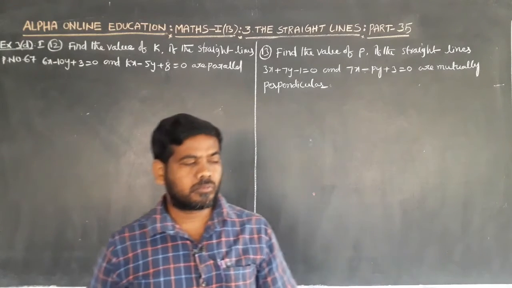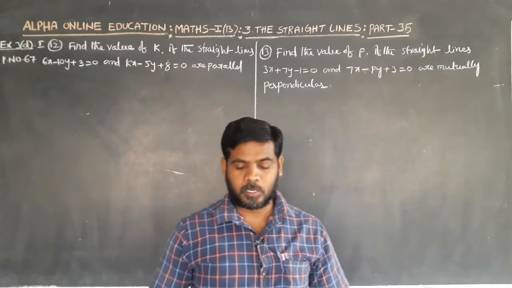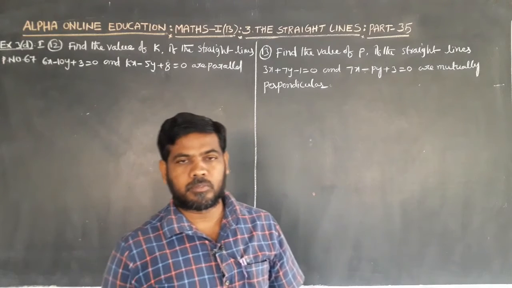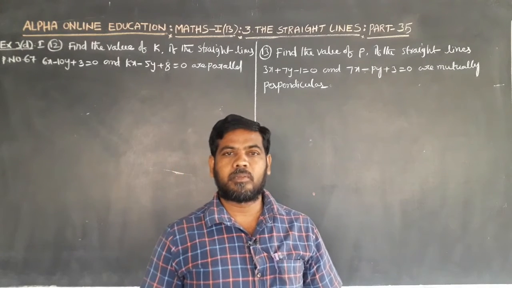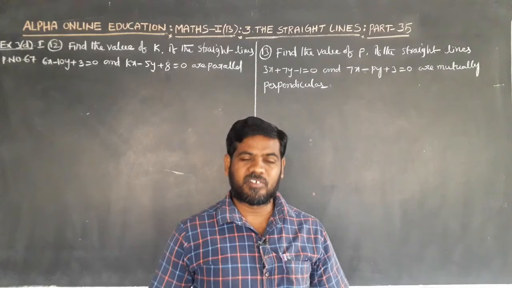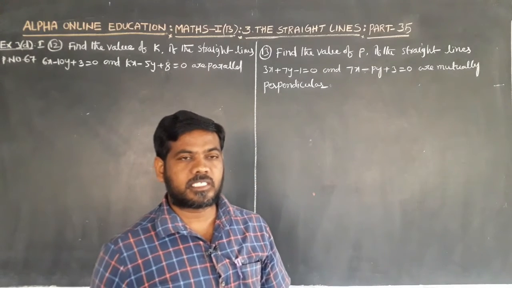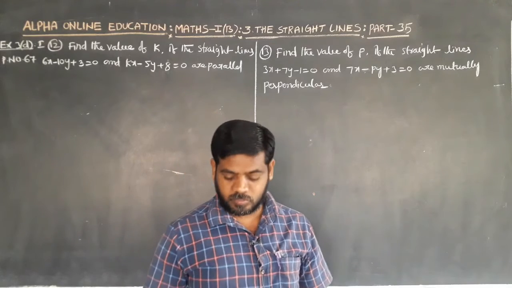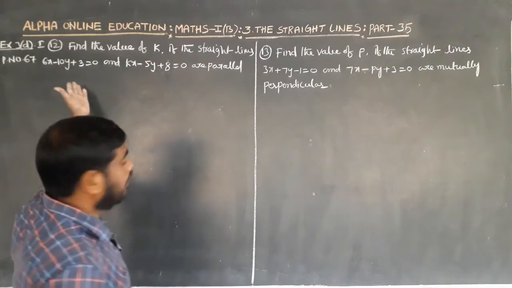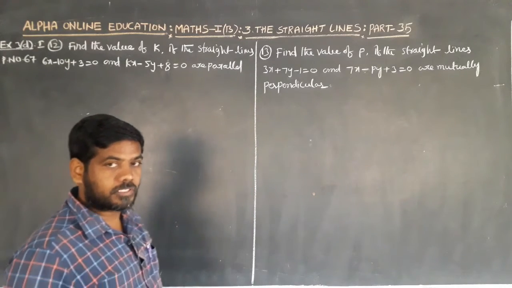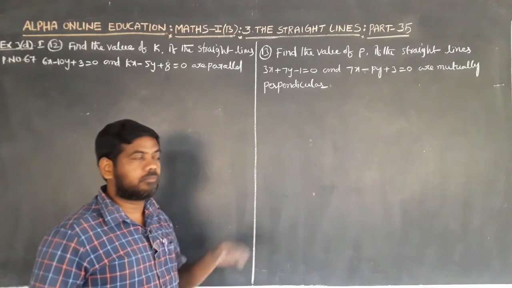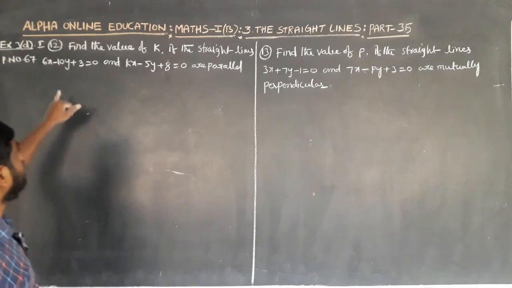Yesterday we solved two model problems, the most important problems in 2 marks, Mathematics 1B, first year, third chapter, the straight lines, Exercise 1D, first bit, 13th and 12th problem. First of all, we solve the 12th problem, a most important problem.